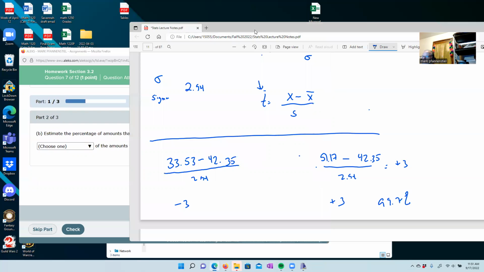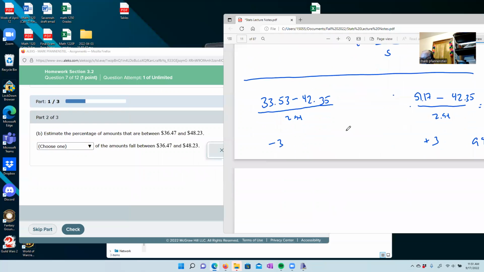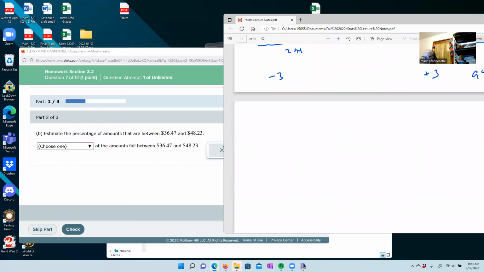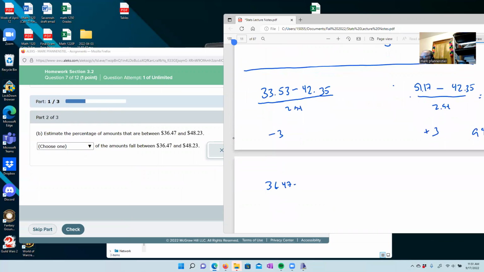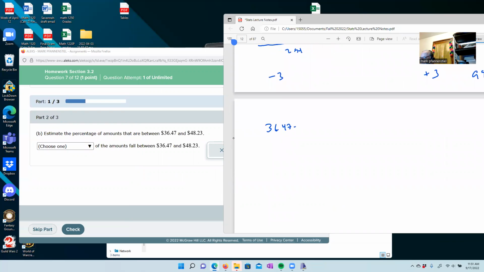All we're going to do is the same idea here, we're just going to use the z-score. I need $36.47 minus, what was that average again? The average is $42.35, divided by $2.94. And I will check the other side. Again, it's probably going to be the opposite, but it doesn't have to be. So we're going to double check.